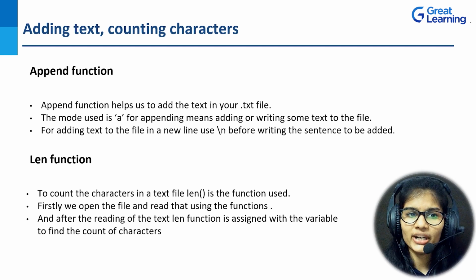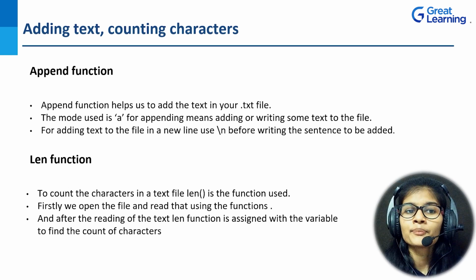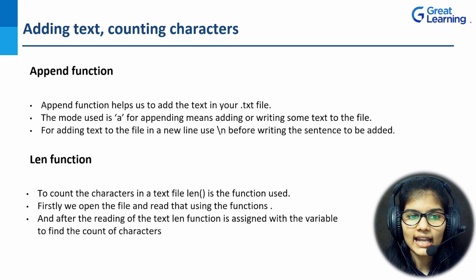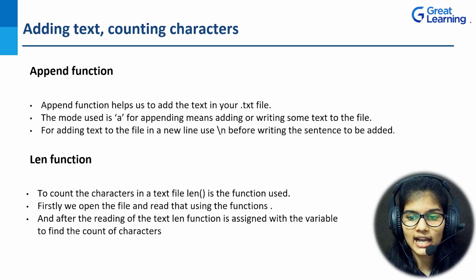So the append function basically helps us add text in your .txt file. The mode used is a for appending, meaning adding or writing some text to the file. Whenever I use the a, it means I'm using my append mode. Then, for adding the text to the file in a new line, we use \n before writing the sentence to be added.